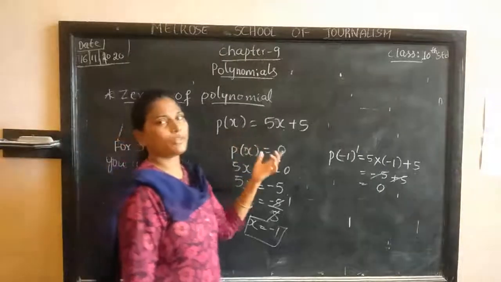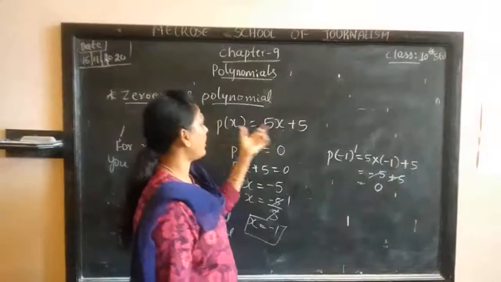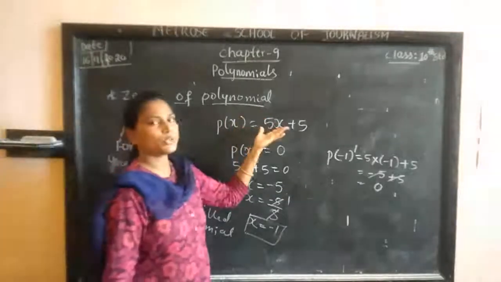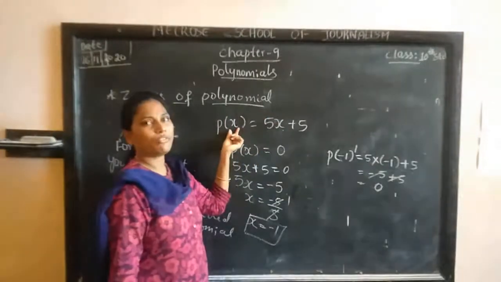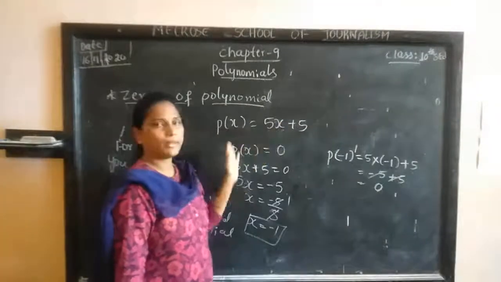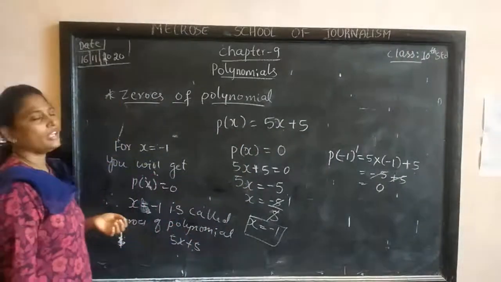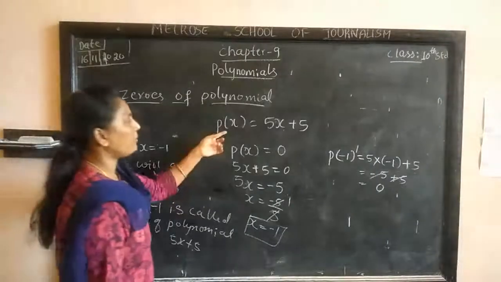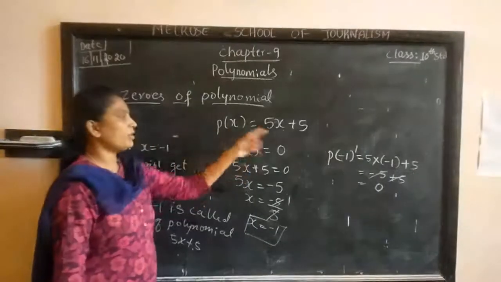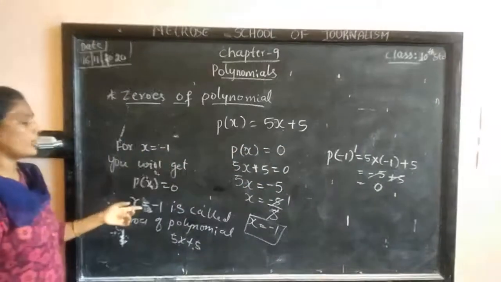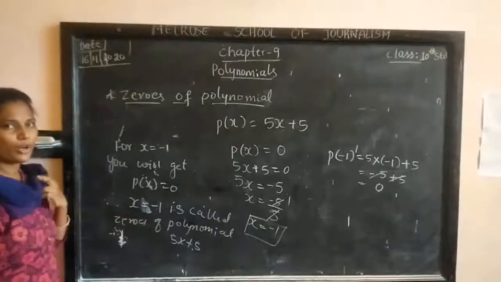So for the linear equation, you understood? Not only for a linear equation, zeros of the polynomial means that for a certain value of x, this P of x will be 0. That certain value of x is called the zero of the polynomial. Suppose we substitute P of minus 1 and we get 0, so x equals minus 1 is called the zero of the polynomial.